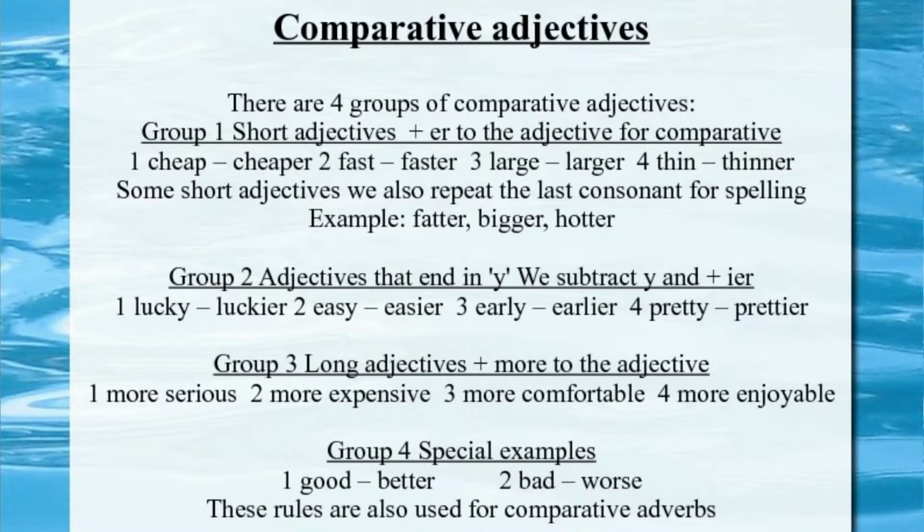Now for the fourth group, and I will describe these as irregular comparative adjectives. These are where the comparative adjective looks and sounds completely different. So we've got two that we use a lot. Number one, good, that changes to better as a comparative adjective. And number two, bad, that changes to worse as a comparative adjective.